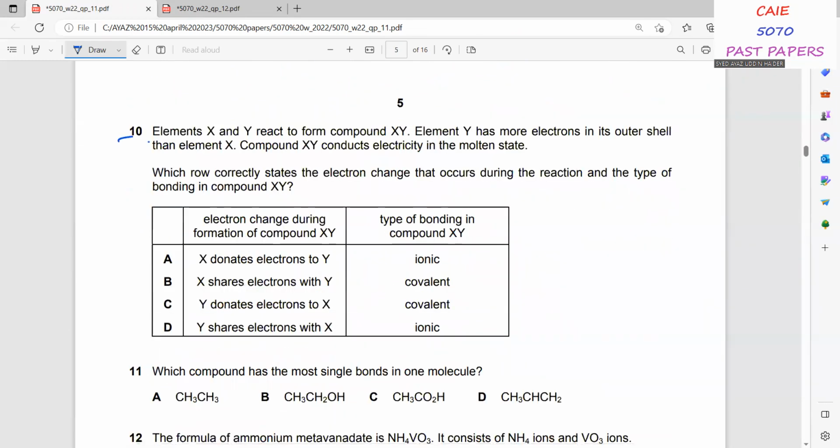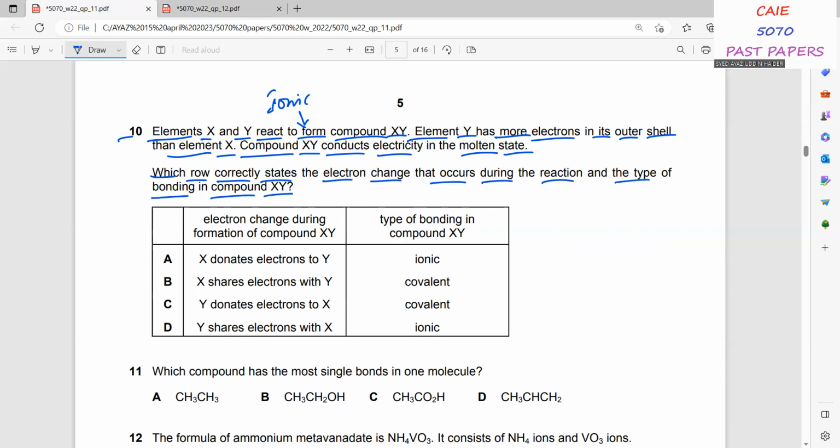Number 10. Elements X and Y react to form compound XY. Element Y has more electrons in its outer shell than element X. Compound XY conducts electricity in the molten state. When they say compound XY conducts electricity in the molten state, the compound XY must be ionic. Which row correctly states the electron change that occurs during the reaction and the type of bonding in compound XY? I have already mentioned XY is ionic.